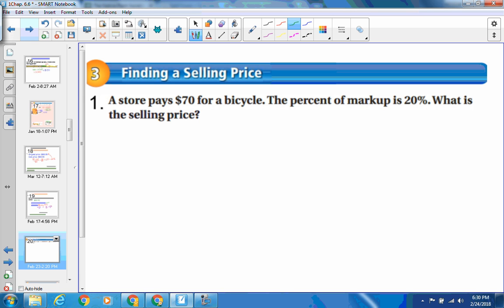Okay, and here's our last example. Now we are the store owner, and we want to mark up the bicycle. We buy the bicycle for $70, and we want to mark up that price 20%. And we're seeing what we are going to sell it for. What is that going to end up being? There are two ways to do that. You could take the bicycle price of $70 and add on 0.2 of 70.